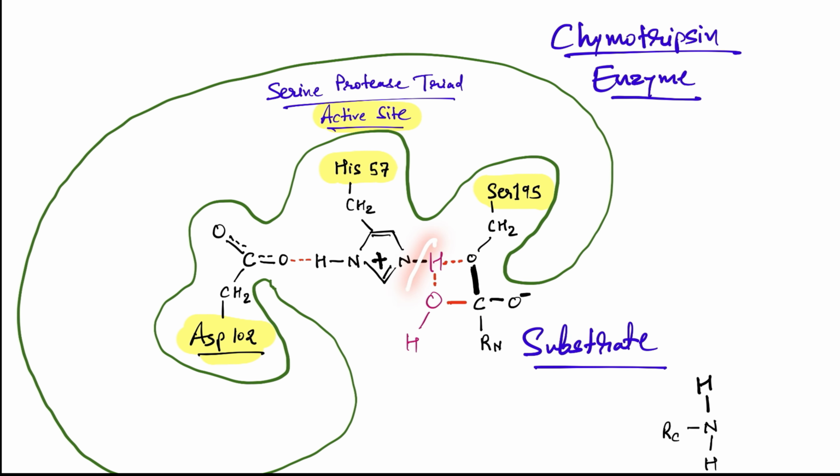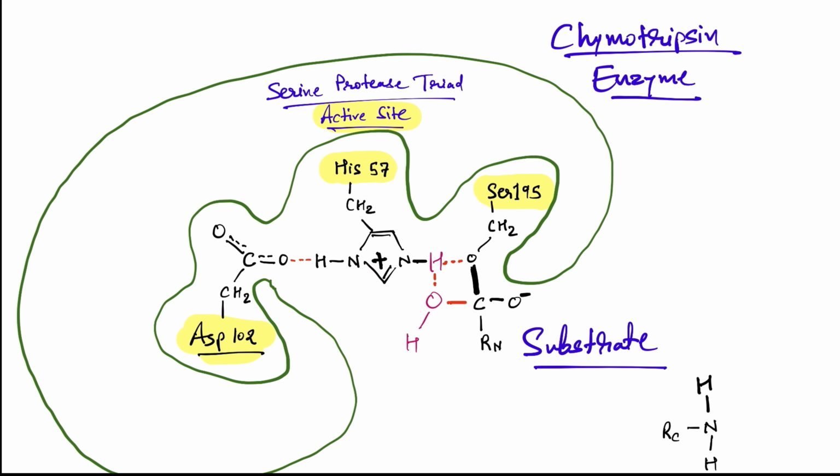See this. Now a water molecule enters the active site. Histidine again acts as a base. It removes the proton from water. Same reaction: in the first step, it takes the proton from serine. Now it is taking a proton from water, generating hydroxide ion.